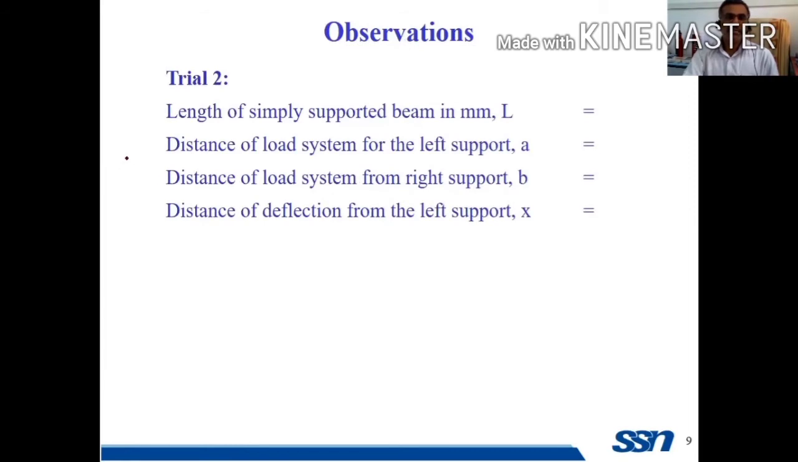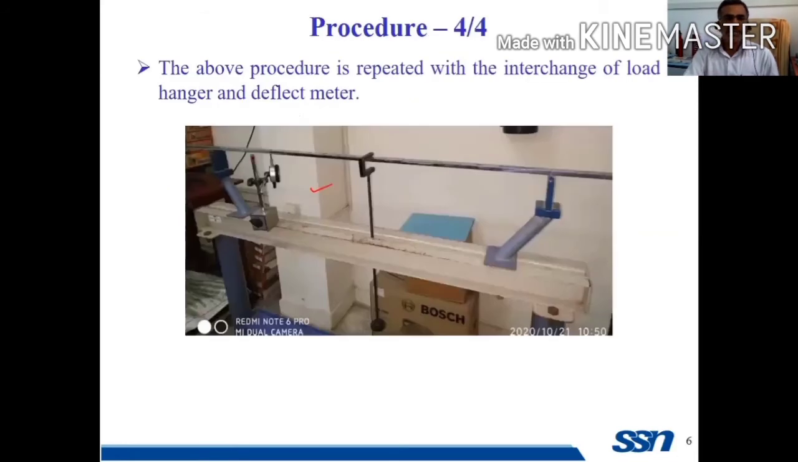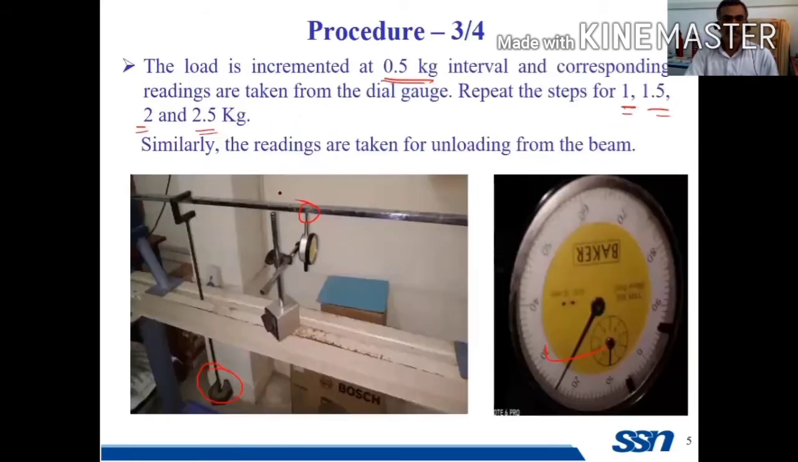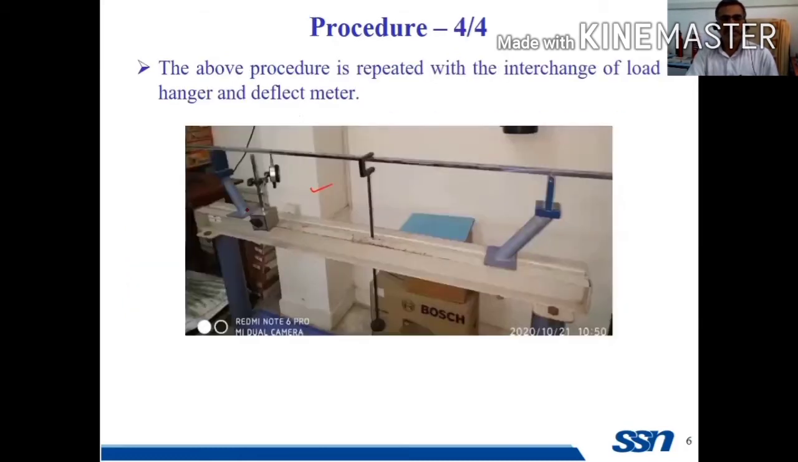This is for trial 2. Initially, we fixed the loading system here and the deflection point here. While taking the second set of readings, you interchange both. You keep the loading point here and the deflection point here. We are interchanging them, and by doing so you get the deflection the same way.